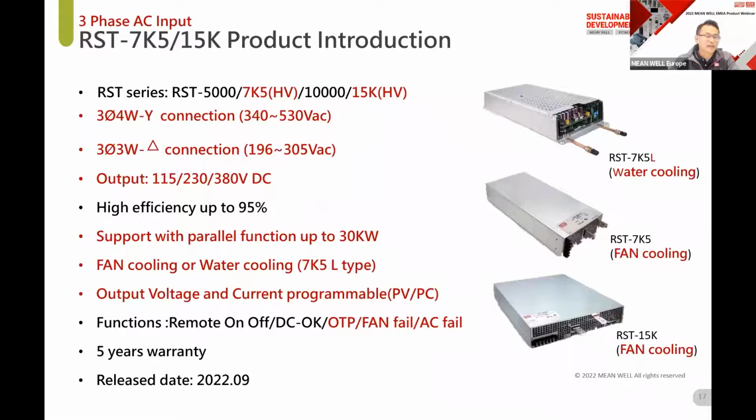RST7K5 and 15K are mainly for 3-phase installation. It supports a wide input range according to the 3-phase, with Y connection or delta connection. High output voltage with high efficiency, supporting PV and PC functions. Regarding the cooling, RST is available in water cooling and fan cooling versions. For parallel functions, RST supports parallel connection up to 30 kW. If 30 kW is not enough, we have SHP, which can support up to 40 kW.